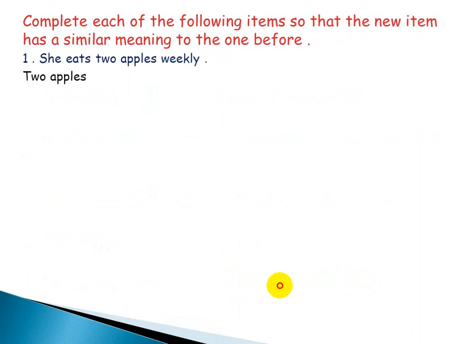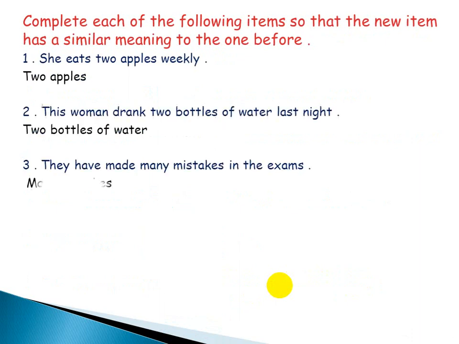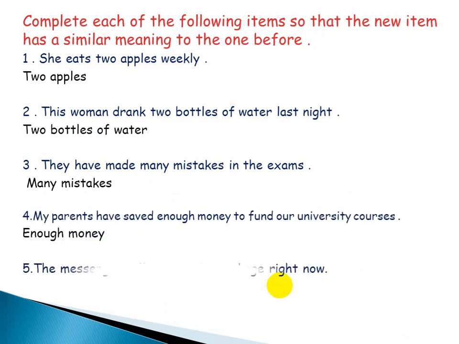Now guys, let's move to this exercise. Complete each of the following items so that the new item has a similar meaning to the one before. So I need to change these statements from the active voice to the passive voice. First of all, I'm going to give you some steps which are useful in this case. Number one, move the object to be the new subject to the new sentence. Put the object at the beginning of the sentence.